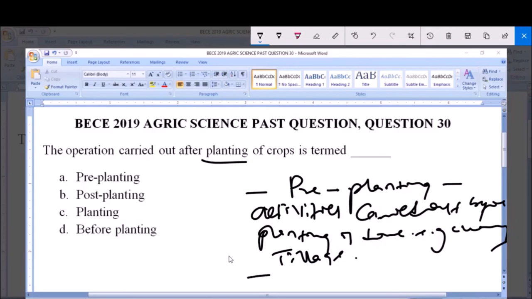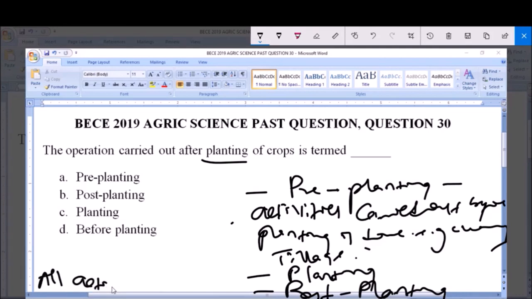Then after these pre-planting operations, we now go for planting. That is, now we've prepared the soil for planting of the crops. Then after planting, the next operation is what we call the post-planting operation. We call it the post-planting operation because it is done after planting. Now this post-planting operation simply refers to all activities that are done afterwards, after planting. Activities carried out after planting are known as the post-planting operation, and this includes the weeding.